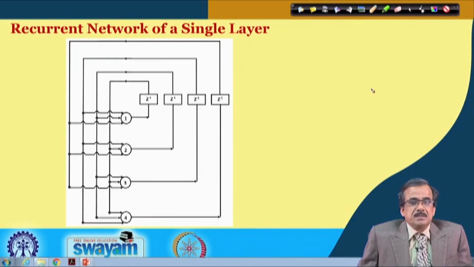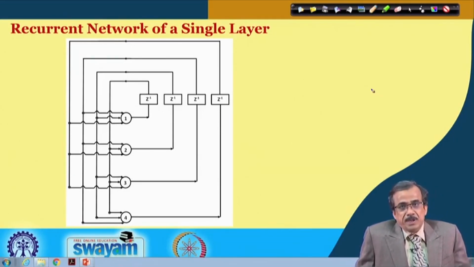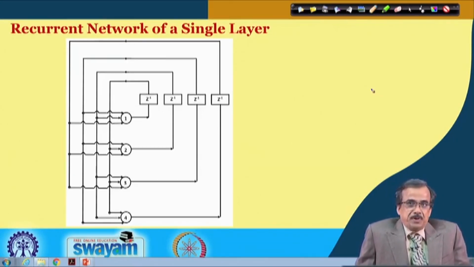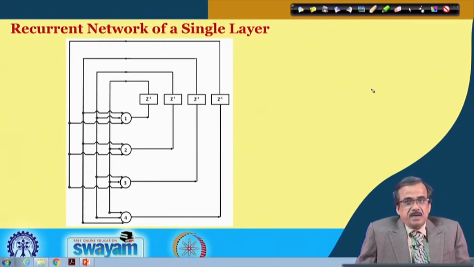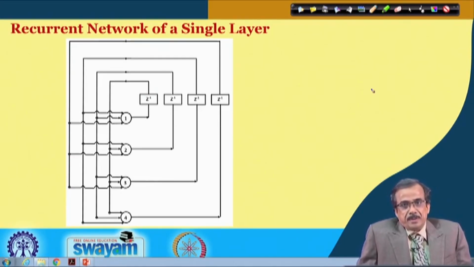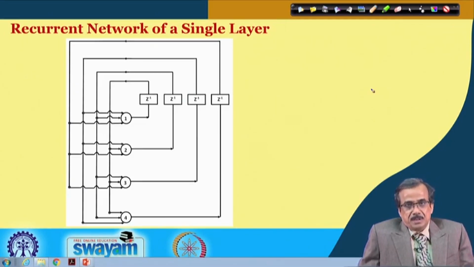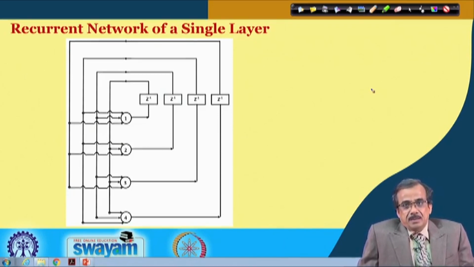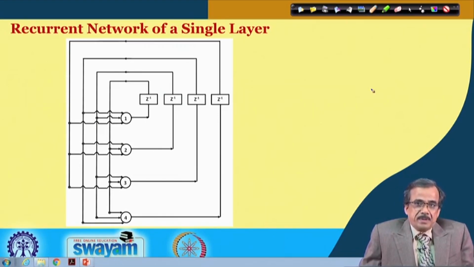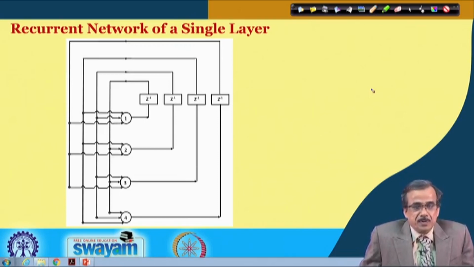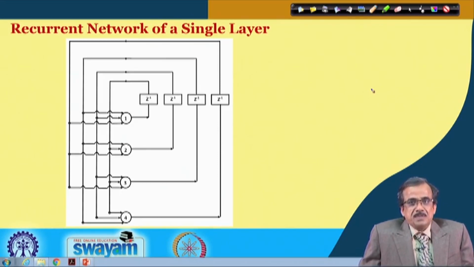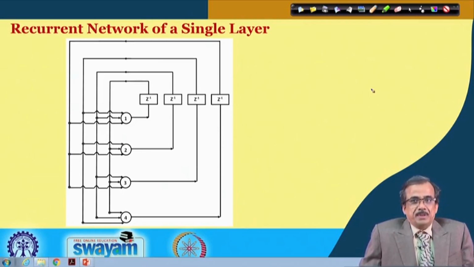We have discussed the working principle of multilayered feed-forward networks and radial basis function networks, and we have seen how to model the input-output relationship of a particular process. But supposing that the process is highly dynamic. Now, for a very dynamic process, these networks may not be able to capture the dynamics.